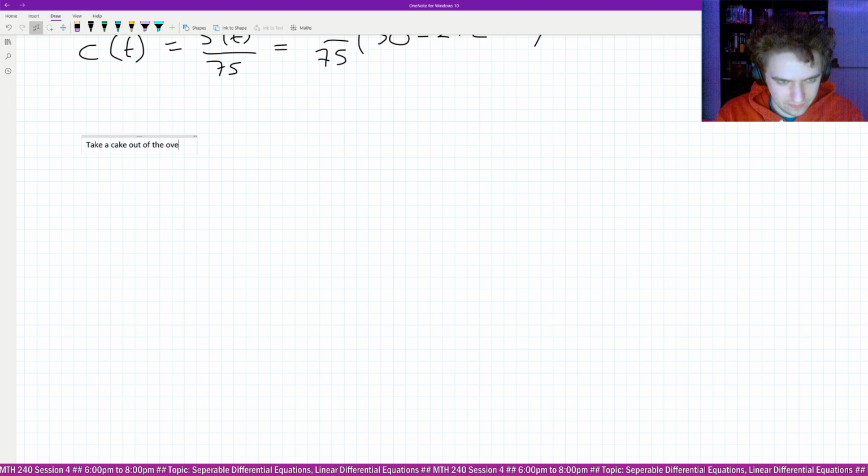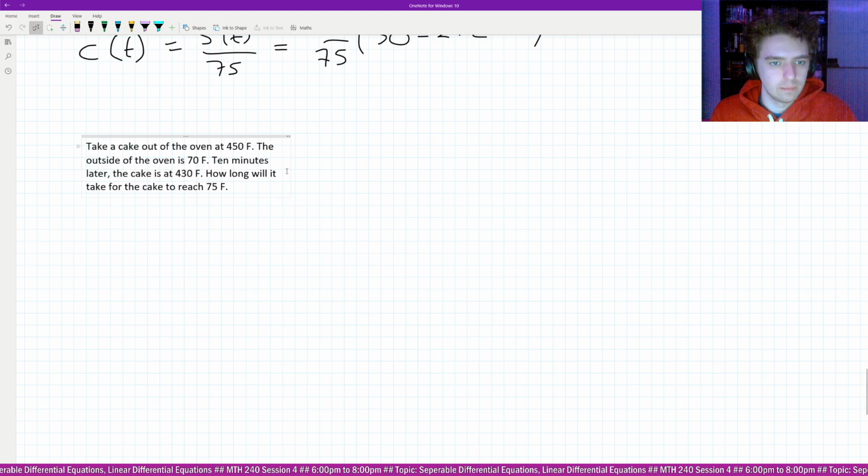Okay. The outside of the oven is 70 degrees Fahrenheit. Then 10 minutes later, the cake is at 430 degrees Fahrenheit. How long will it take for the cake to reach 75 degrees Fahrenheit? Okay, let me make that bigger again. So there's our question. That should be a question mark at the end.